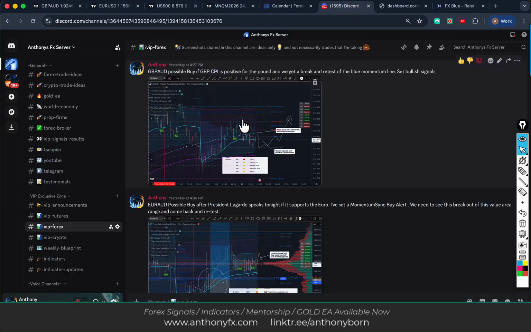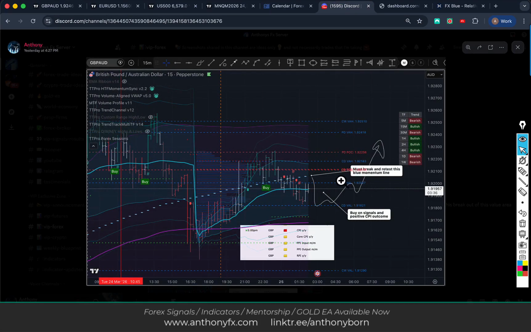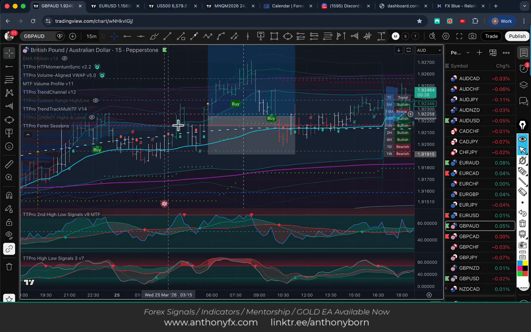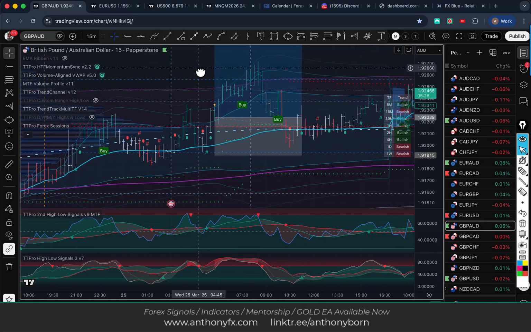Just have a look at it. We were looking for a bullish. Oh, yeah, okay, it must break and retest this blue momentum line. It doesn't get any easier than this, guys. Pound Aussie. It must break and retest this blue momentum line.